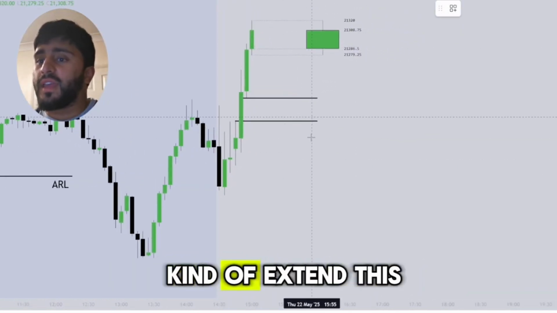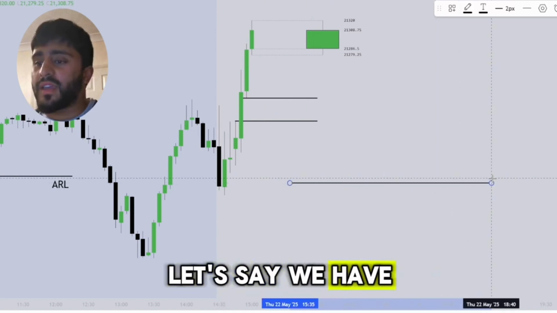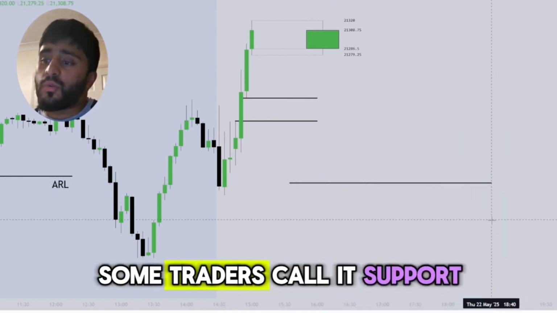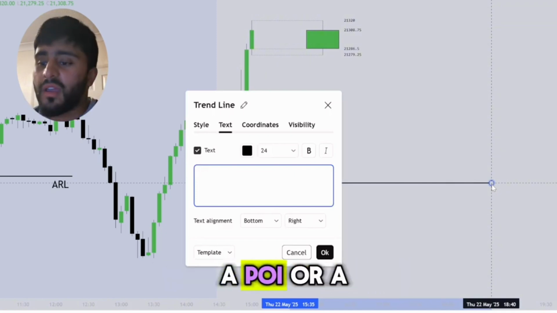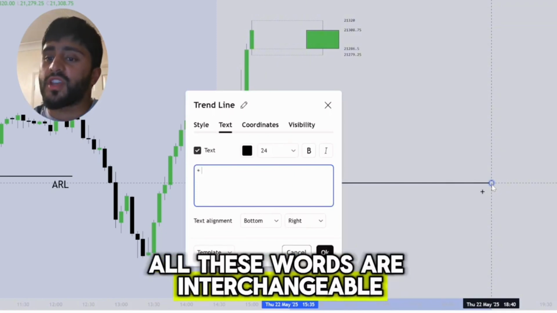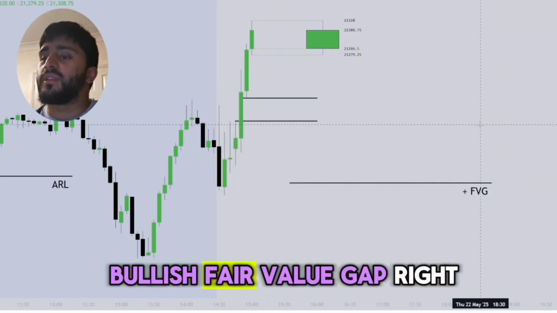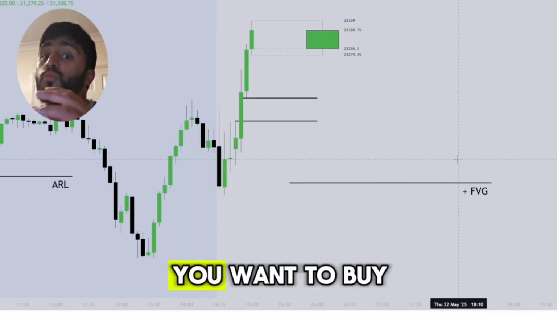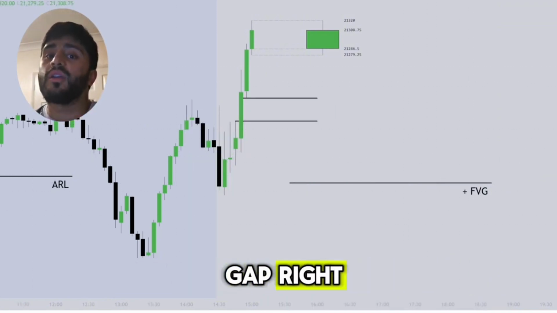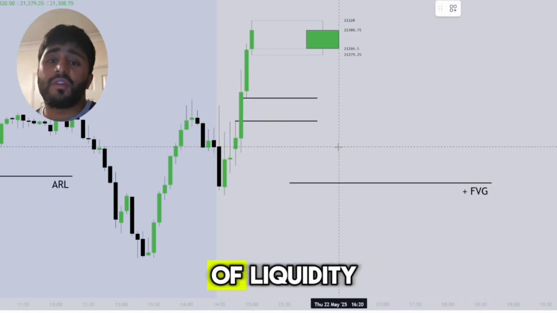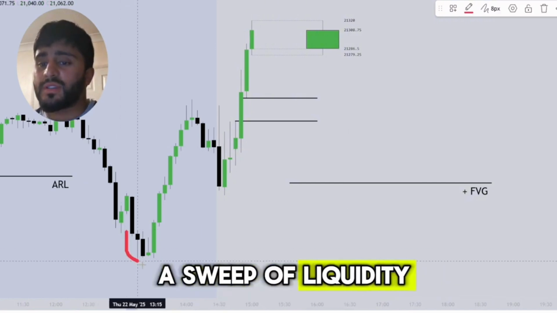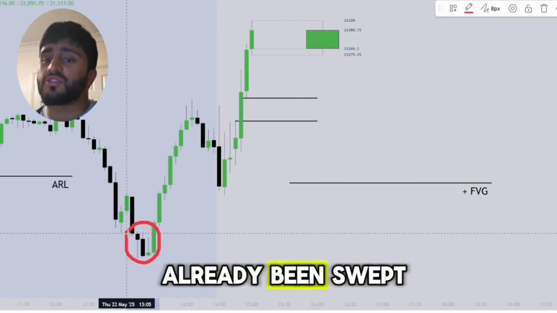So if we just extend this out a little bit, let's say we have a key level over here. Some traders call it support, some traders call it an order block or a POI or a fair value gap, right? All these words are interchangeable. If you have a bullish fair value gap, you want to buy at the fair value gap, right? What are you looking for that actually gives you the confidence, right? Is it a sweep of liquidity? Well, we've already had a sweep of liquidity down here, right? The Asian range has already been swept.